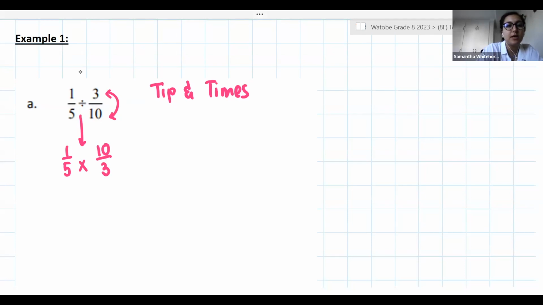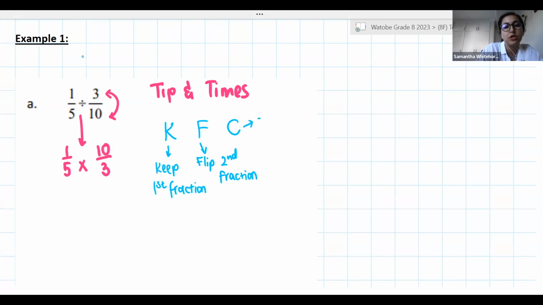If you don't really like tip and times, that's cool. Another way to remember this is KFC. K stands for keep the first fraction, so keep it exactly as it is. We don't do anything to it. F stands for flip the second fraction. And C stands for change the division to multiplication. So KFC: keep the first, flip the second, change division to multiplication.